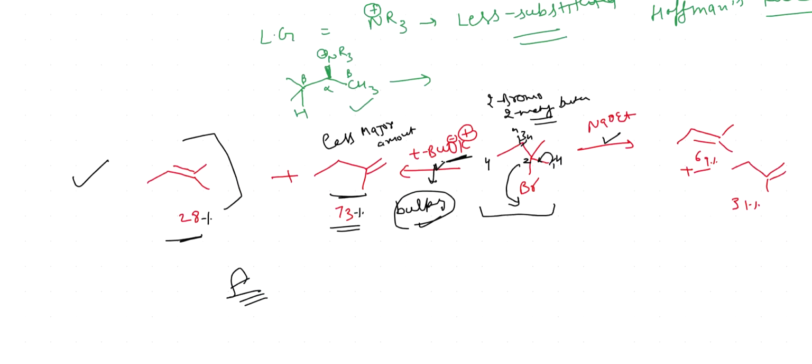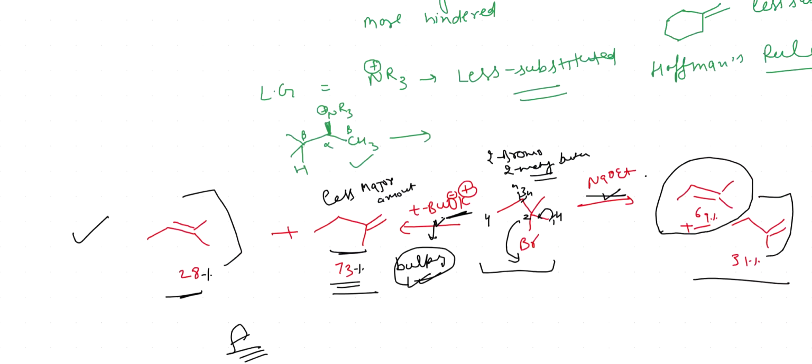So here is the case of the base. If the base is bulky, then it will give the less substituted product in the major amount. Now here is the sodium ethoxide. The base is not bulky, so more substituted product in major amount, less substituted in lower amount. So this is the case of regioselectivity. It depends upon what kind of base we have been using.